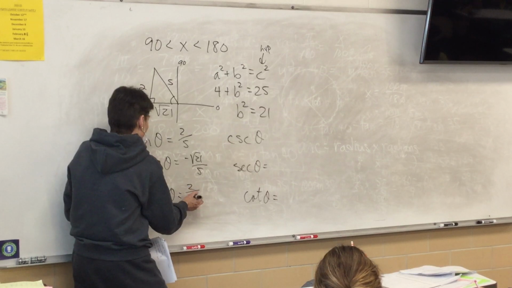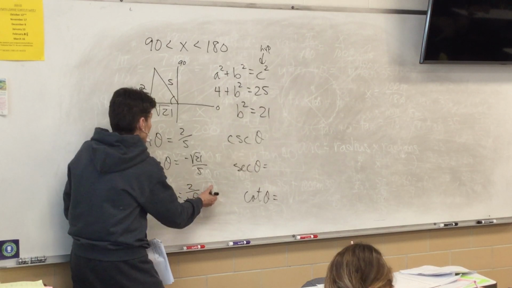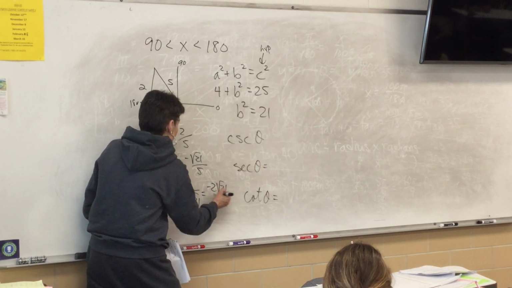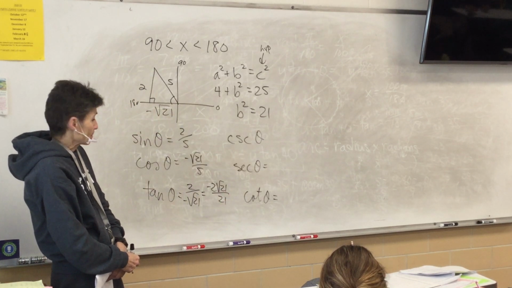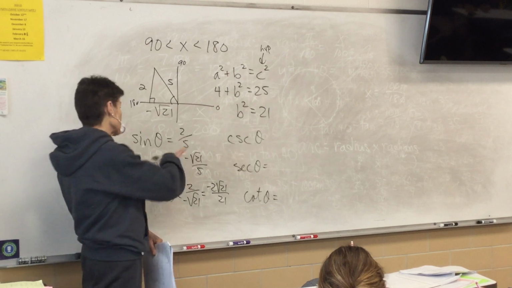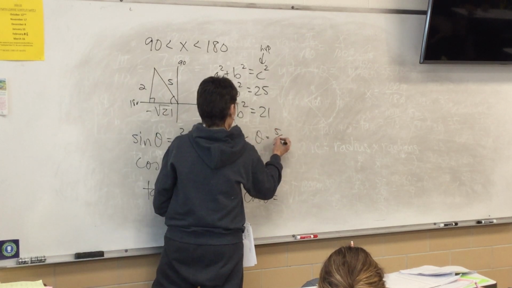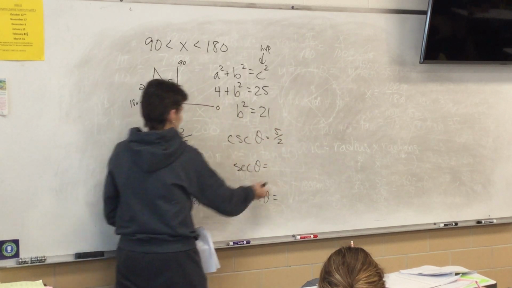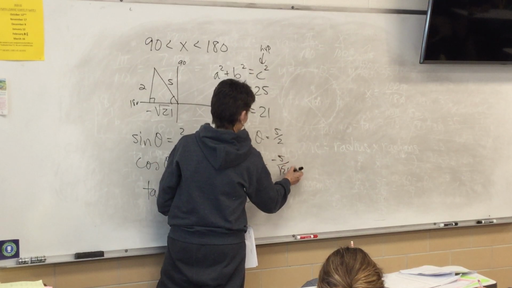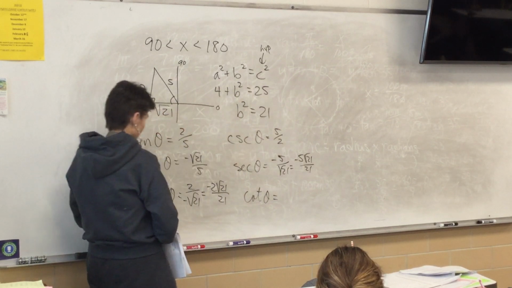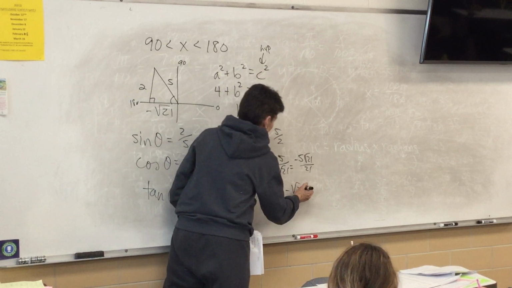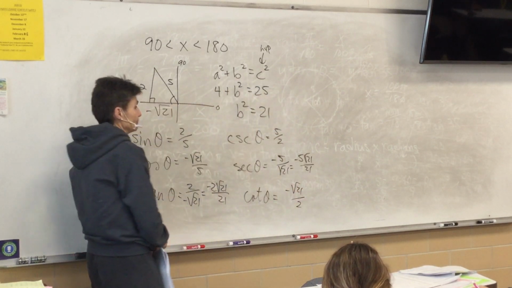So it's 2 over root 21 negative, which is exactly what you said, negative 2 root 21 over 21. And then we'll just do the reciprocal. So this is 5 halves. This is negative 5 over root 21, or negative 5 root 21 over 21. And this is negative root 21 over 2.